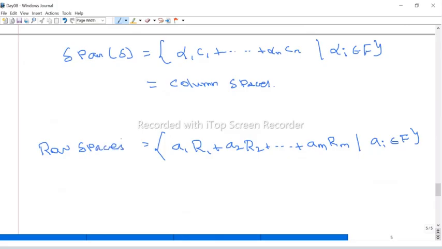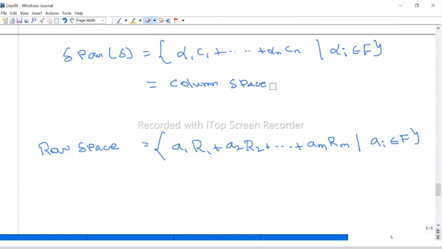Okay, row space. So the row space of the matrix is nothing but you take the rows as vectors and then take the linear combinations of the rows. This forms a subspace. That subspace is called the row space. Column space means what? The columns generate some subspace. That subspace is called the column space. Okay. Now, the null space is nothing but the solution set of the equation Ax equal to 0. That is the null space. Okay.